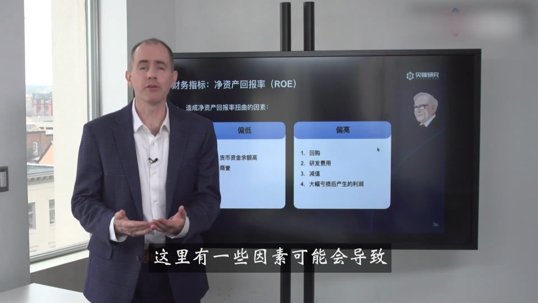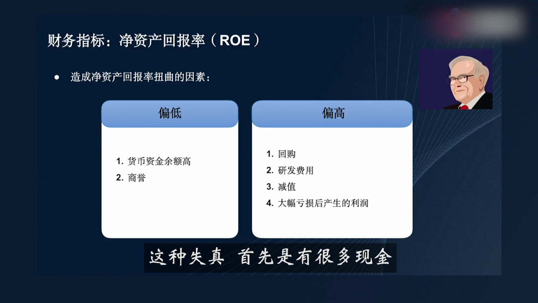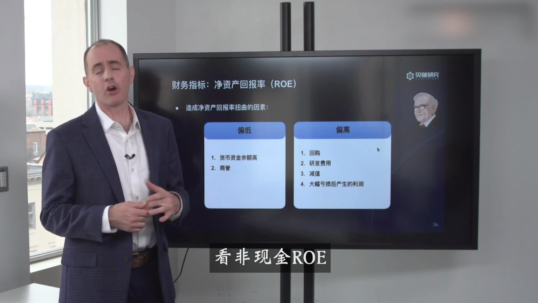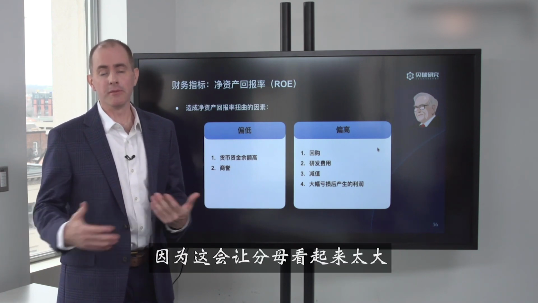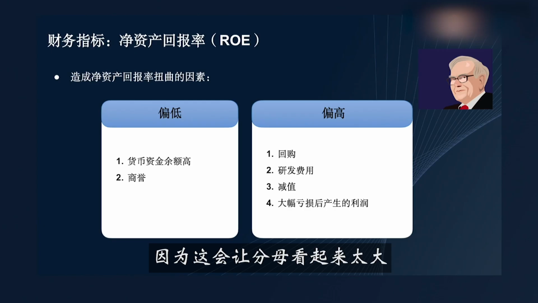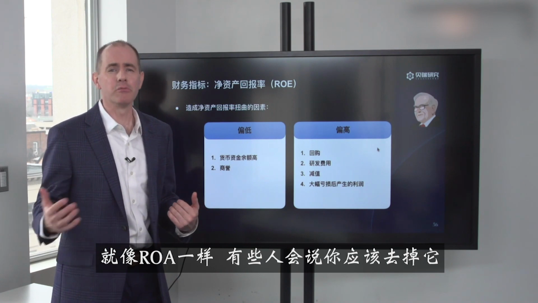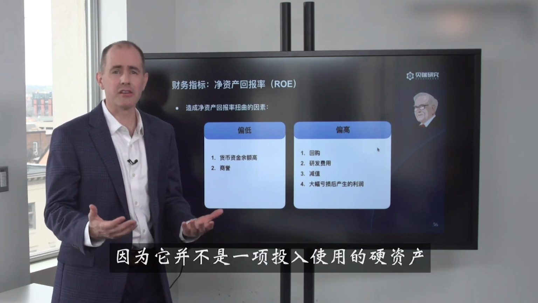Right, ROE, like any metric, is vulnerable to distortion. And here are a few things that could cause that distortion. First, just having a lot of cash. Some people say, let's remove the cash and look at non-cash ROE, because that will make the denominator look too big. Another one is goodwill. Certainly, if you have a lot of goodwill, just like with ROA, some people say you should remove that because it's not really a hard asset getting put to use.